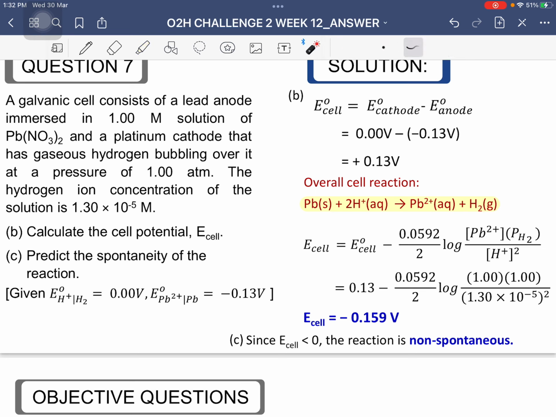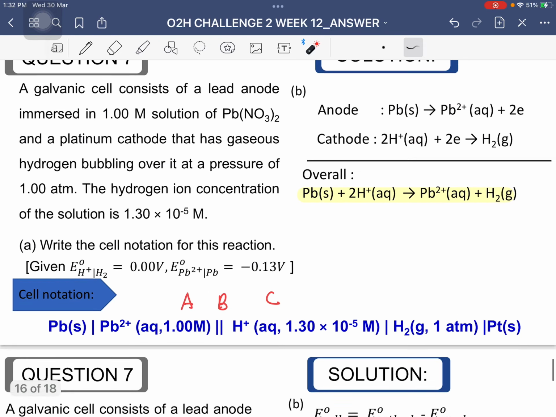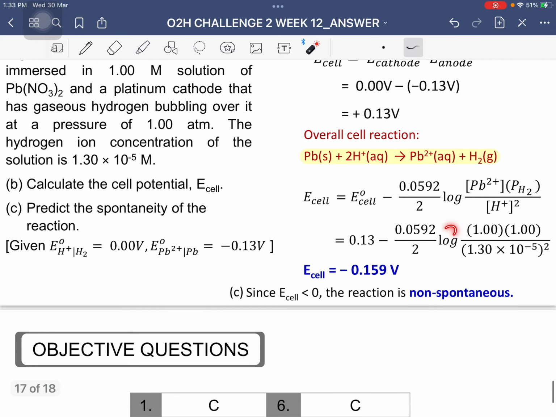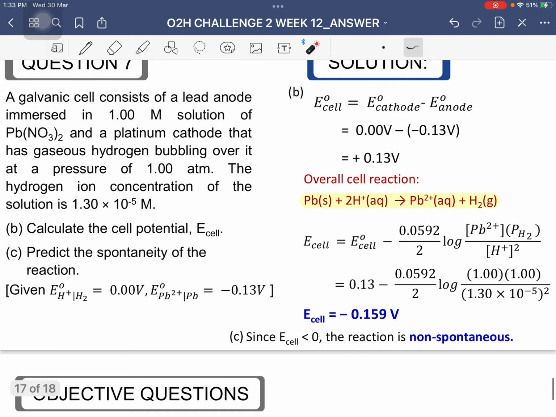Before that, we have calculated our standard cell potential, cathode minus anode, positive 0.13, and then substitute into our Nernst equation. This is the standard cell potential, 0.0592 divided by 2, because 2 electrons cancel, log concentration product over reactant.